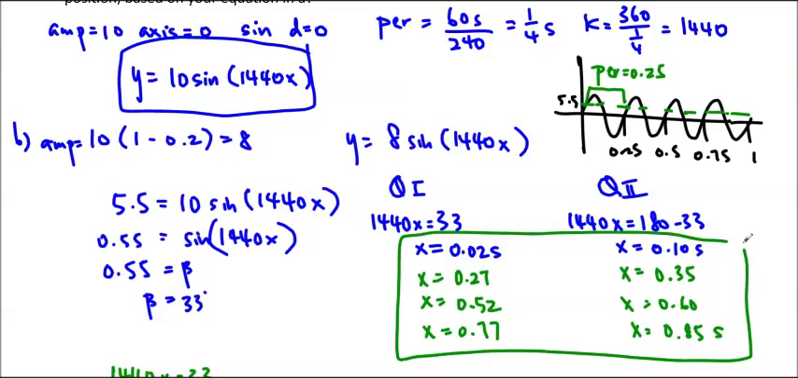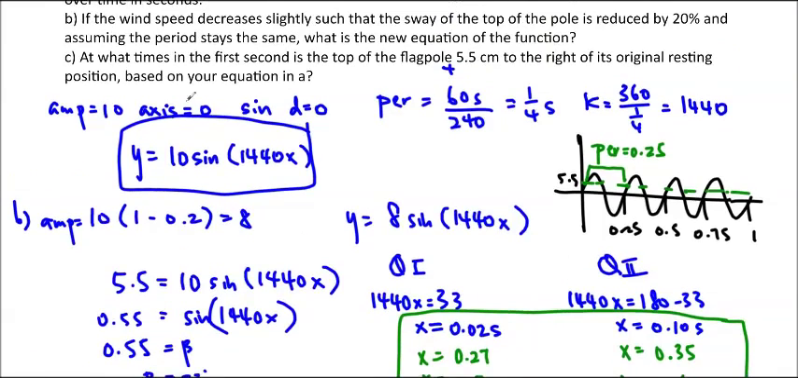The flagpole is 5.5 centimeters to the right at these seconds. Okay? And you can just double check to see if that's the question, and there you go.